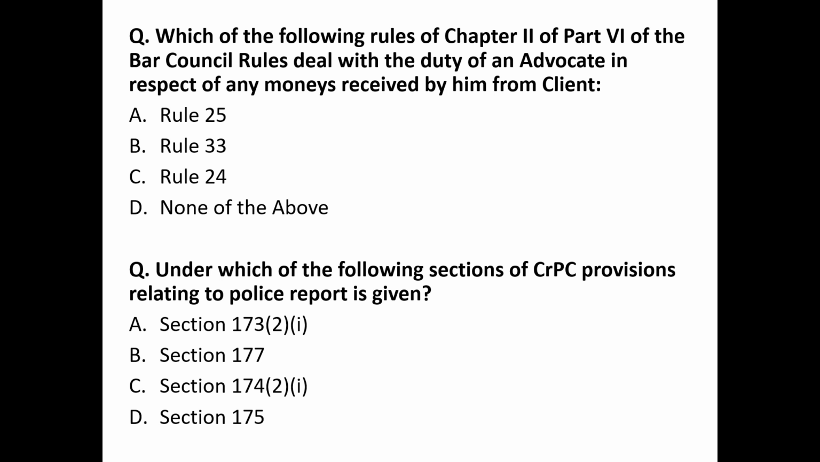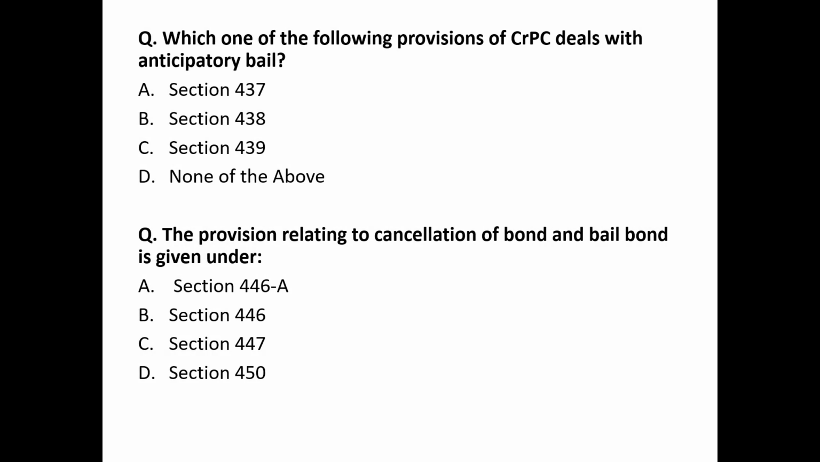Next question. Which of the following rules of Chapter 2 of Part 6 of the Bar Council rules deals with the duty of an advocate in respect of any money received by him from client? It's option A, Rule 25. Next question. Under which of the following sections of CRPC are provisions relating to police report given? It's option A, section 173, subsection 2, clause 1. Next question. Which one of the following provisions of CRPC deals with anticipatory bail? It's option B, section 438.